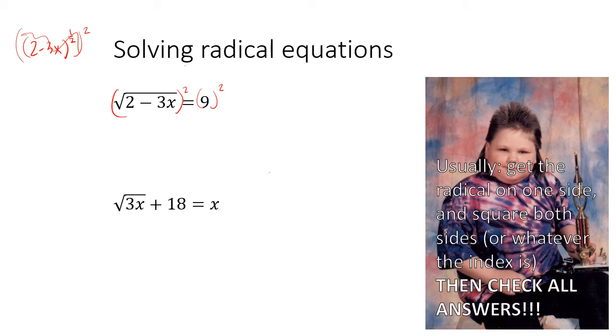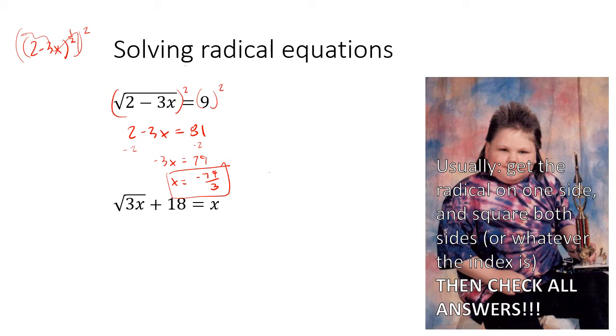So for this one, if we square this, we'll have 2 minus 3x is equal to 81. If we subtract 2 from both sides, we'll have -3x is equal to 79. And then if we divide both sides by -3, x is equal to -79/3. Unfortunately, it doesn't simplify and make a nice number there.